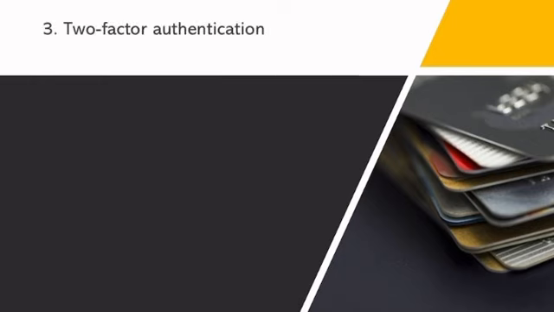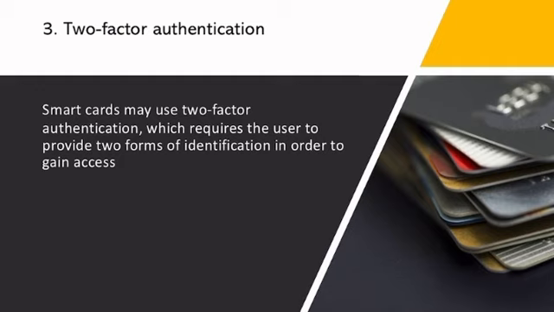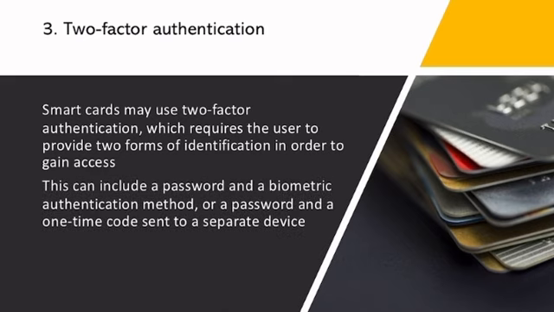We come to the last one, two-factor authentication. Smart cards may use two-factor authentication, which requires the user to provide two forms of identification in order to gain access. This includes a password or a biometric authentication method, or a password and a one-time sent code, OTP, to a separate device. And this is what is mostly used now when paying with Visa for online purchases.